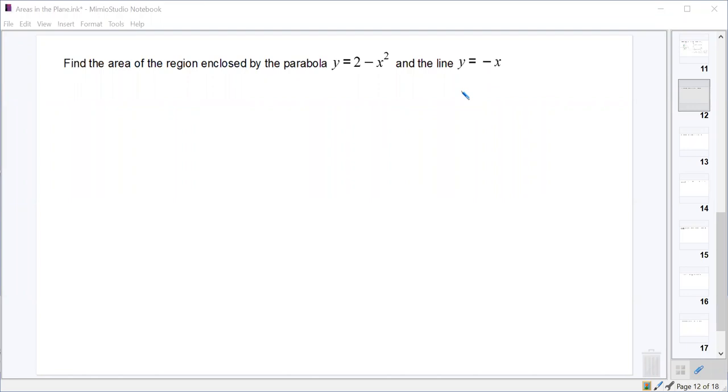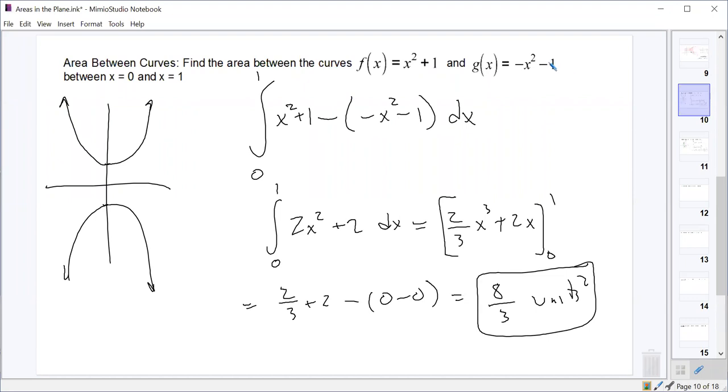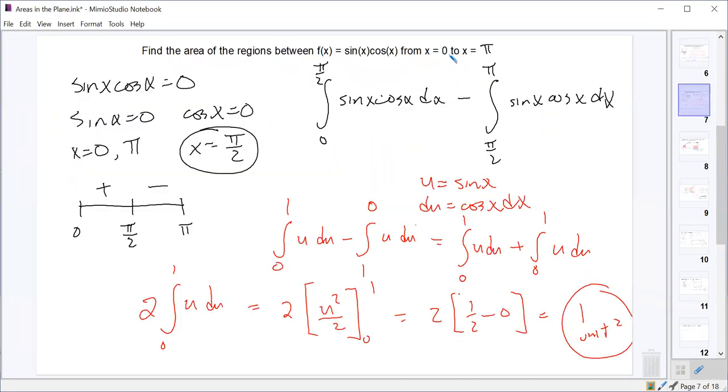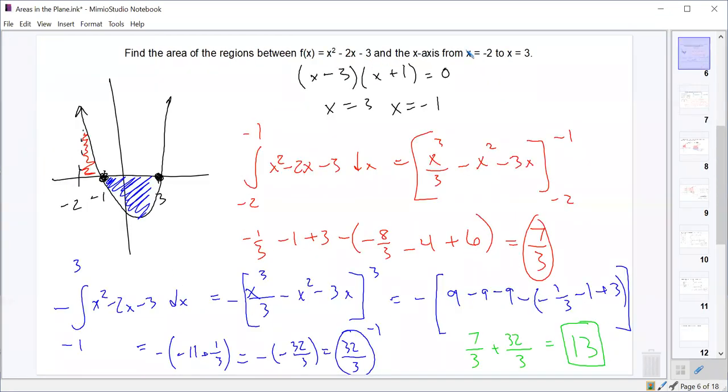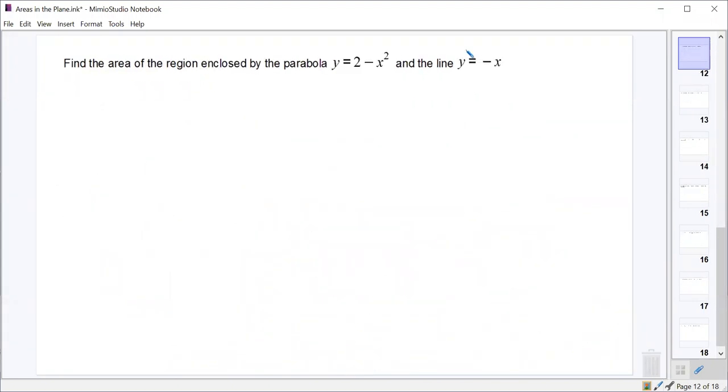But even more so than that, what's different? What did we do here? We found the area between the two functions, between 0 and pi over 4. And here we found the area between the two functions, between 0 and 1. Here we found the area from 0 to pi. And here we found the area from -2 to 3. And here we're finding the area between the two functions. It's indefinite. There's no limits of integration given to us. It doesn't say go from 0 to 5 or -2 to 3 or whatever, right?